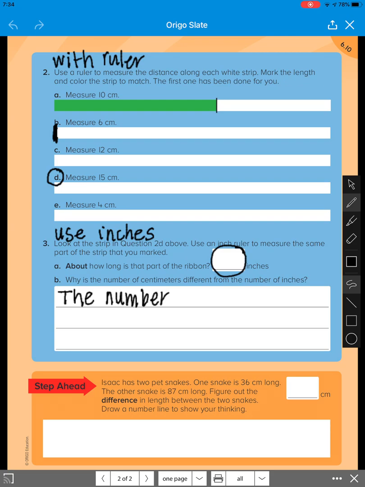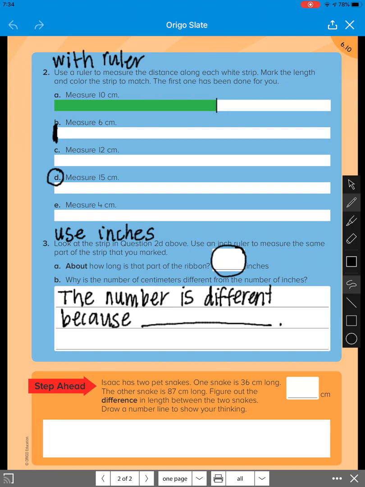The number is different because, I need you to tell me why. Prove to me why they're different. And then you'll finish that sentence.